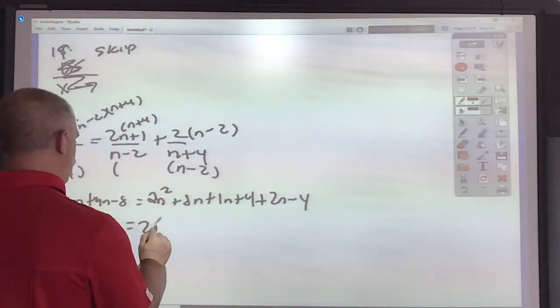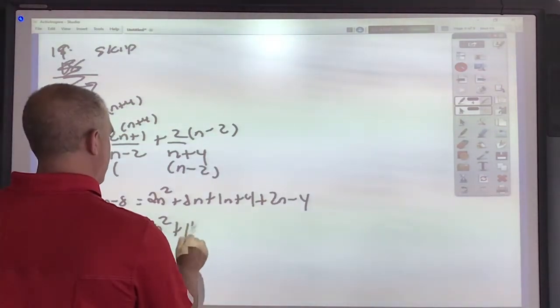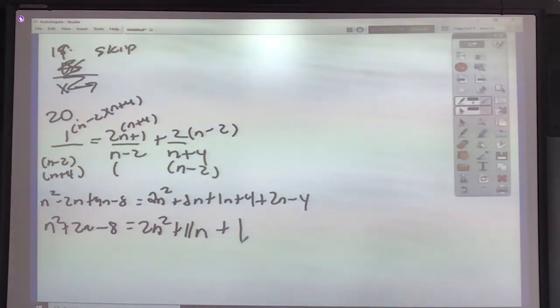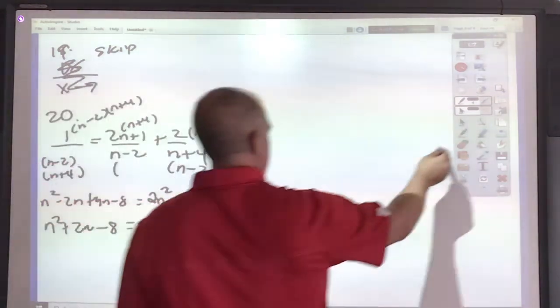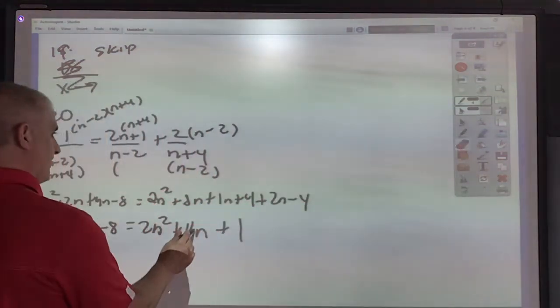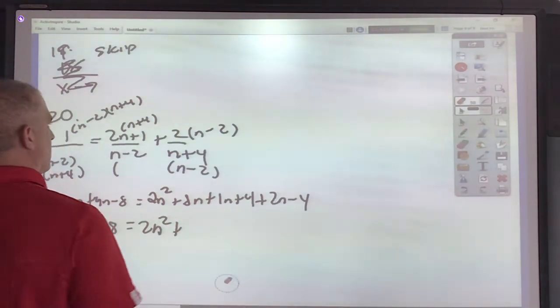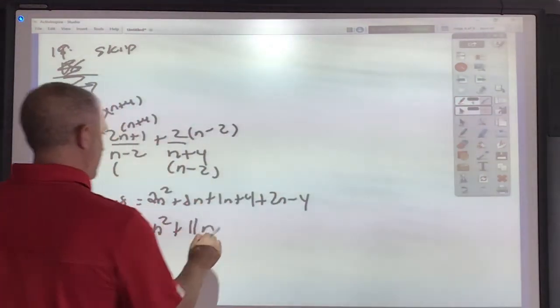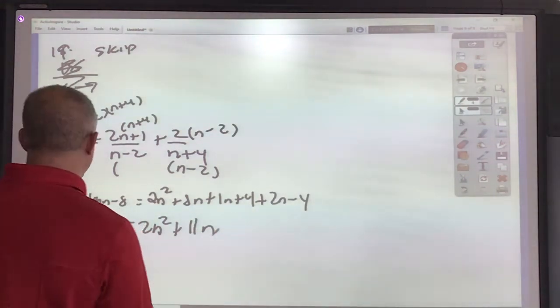This is 2n squared plus 11n plus 1, I believe. No, hold on, that's not right. Eight, 9, that's 11n, okay? Plus 4 minus 4, so that's just that, okay?